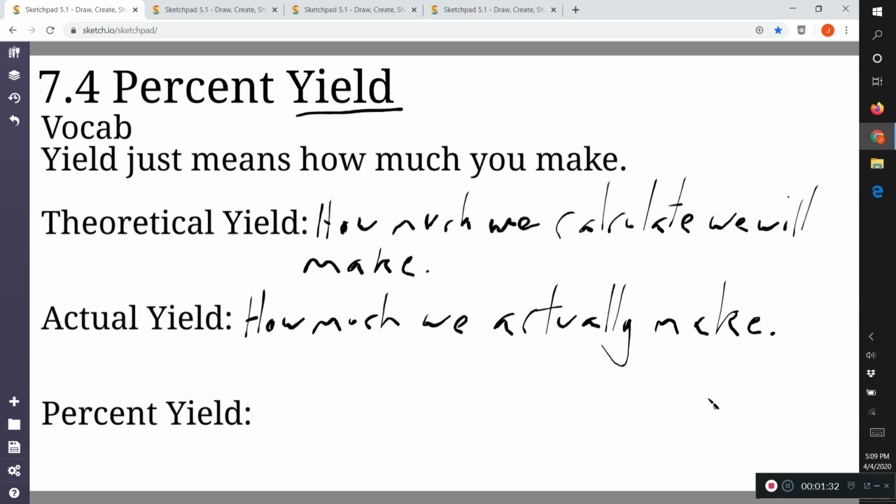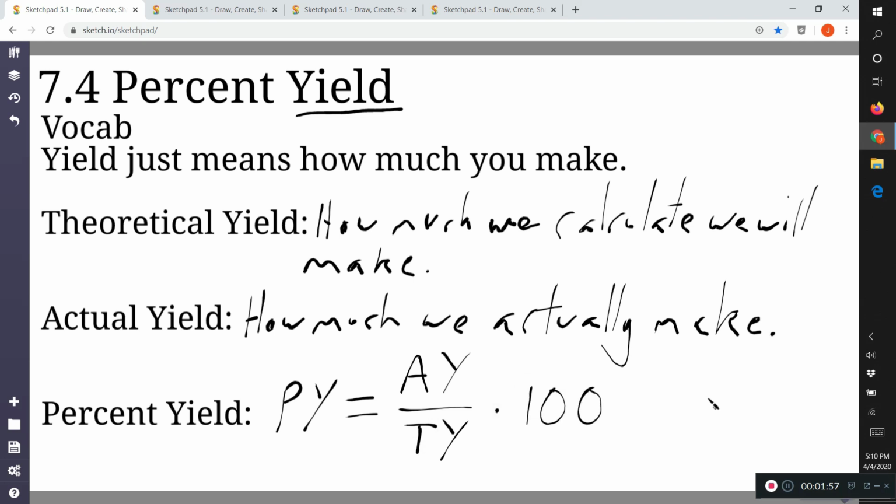Now, the percent yield is just a percent of how much we got to how much we thought we were going to get. So the formula for percent yield is actual yield divided by theoretical yield times 100. So we just divide those two numbers and we multiply it by 100 to turn it into a percentage. So let's move on to our first example here.